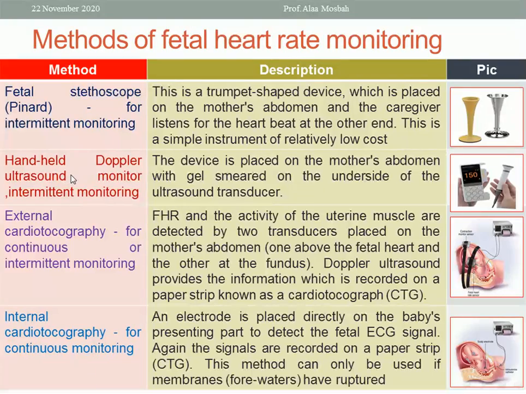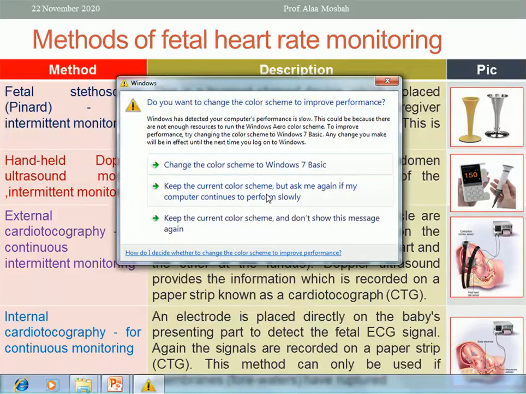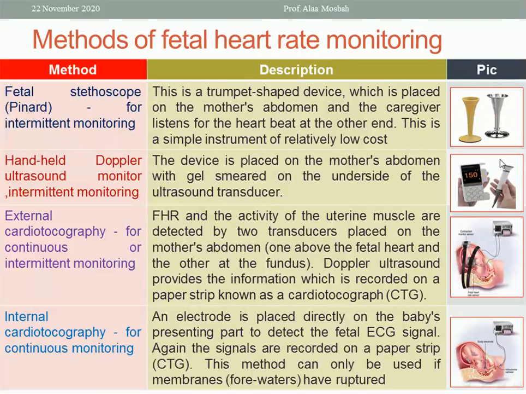Second is the handheld Doppler ultrasound. It is called Sonicaid, as you see in the picture. You apply the probe after applying a gel on the abdomen or on the tip of the probe. Then apply it on the abdomen in the proper position over the chest wall of the fetus. Then you will find the fetal heart rate on the monitor here. So, Pinard and Sonicaid.